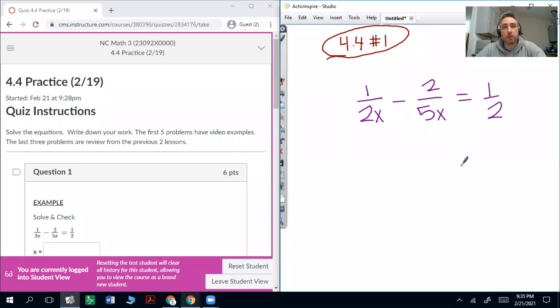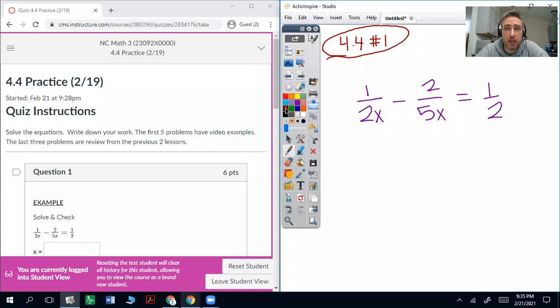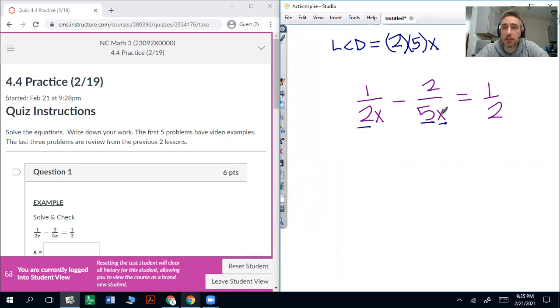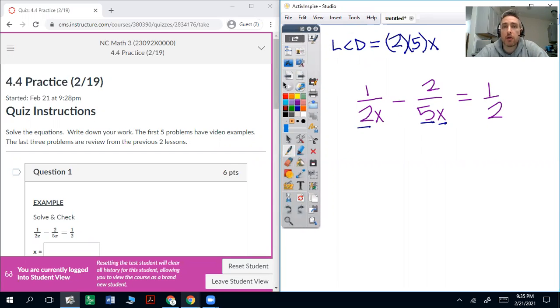Okay, this video is going to go over the 4.4 practice for you guys. Question number 1: 1 over 2x minus 2 over 5x equals 1/2. Solving this by hand, you'd find the least common denominator, which is 2 times 5 times x. All those are in the denominator. So you're going to multiply every fraction by the least common denominator, LCD.